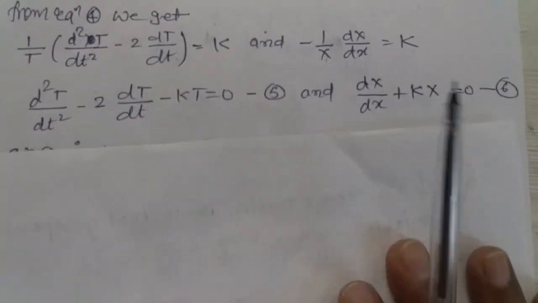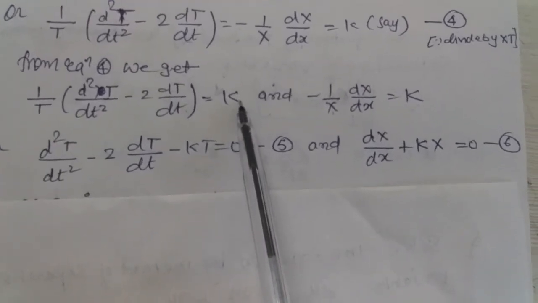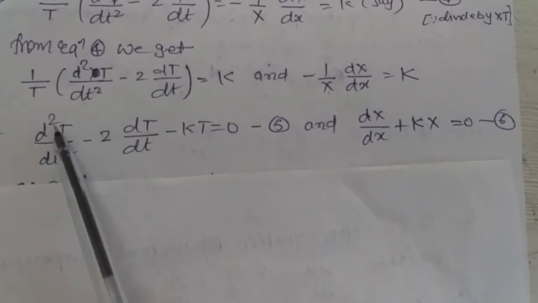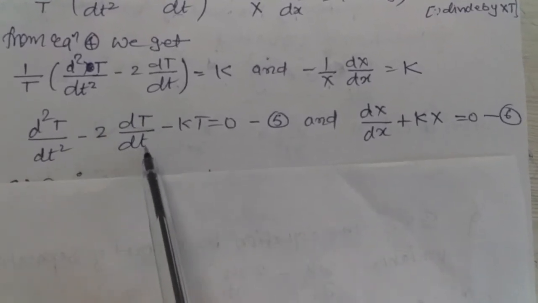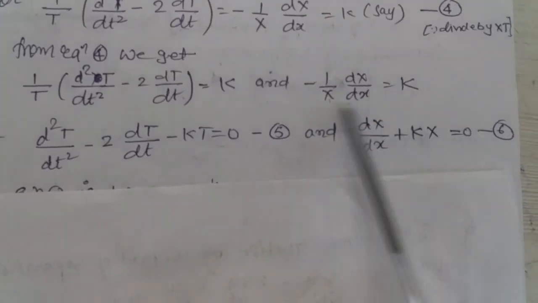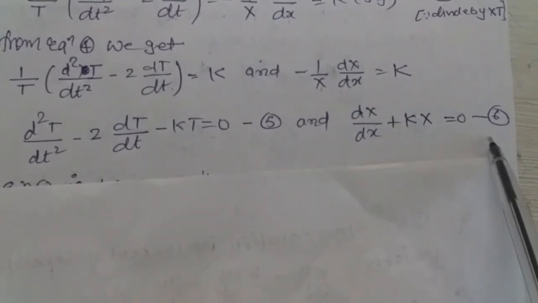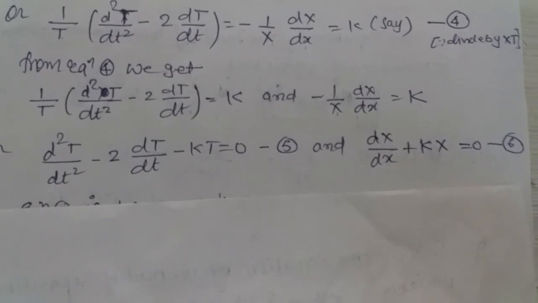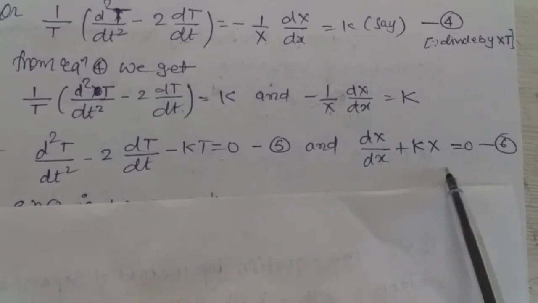Further, we transfer capital T into right hand side, here we get kT, and then transfer whole expression into left hand side, we get d²T/dt² minus 2 times dT/dt minus kT equal to 0, and from this relation we get dX/dx plus kX equal to 0. So these are two ordinary differential equations corresponding to the given partial differential equation. Now we solve these two equations.